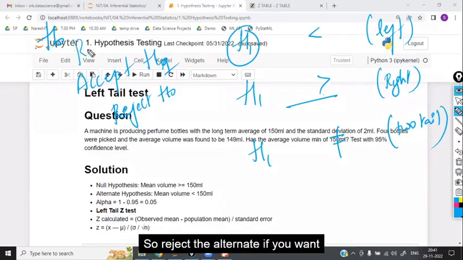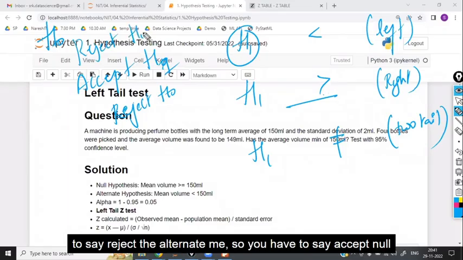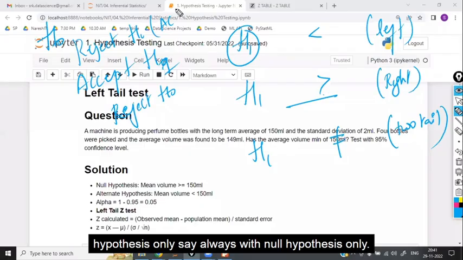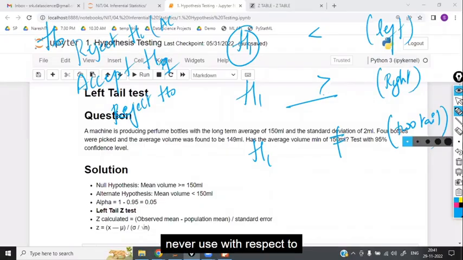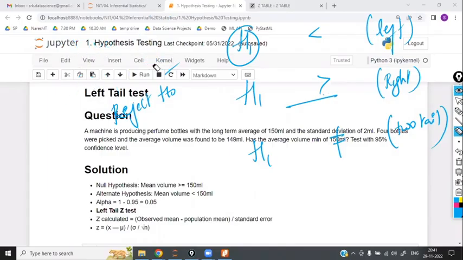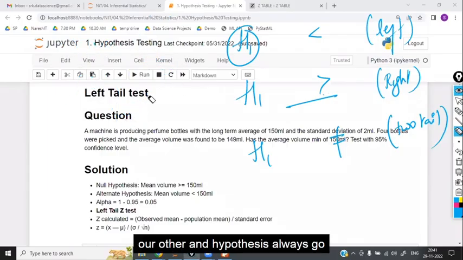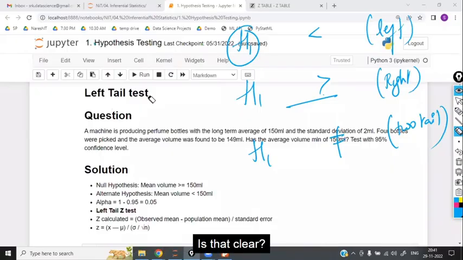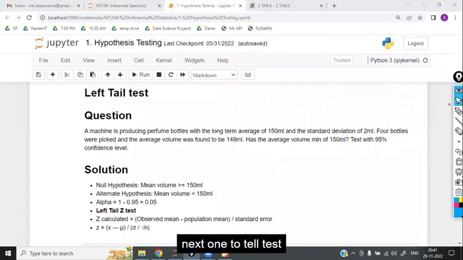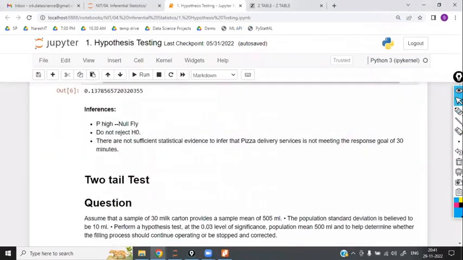Sir, if you want to say reject the alternate, it also means you have to say accept the null hypothesis. Always say it with respect to the null hypothesis only. Never use it with respect to the alternate hypothesis. Always go with the null hypothesis. Is that clear? Next one, two tail test.